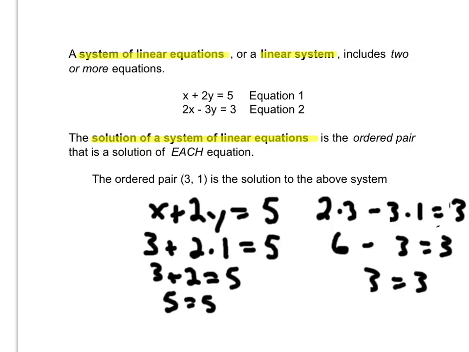So our goal on these to solve systems of equations is to find the ordered pair that will be a solution of each one. And our first method we're going to do that is graphing. We have a couple different methods, but we're going to do graphing first. So let's go into some examples.